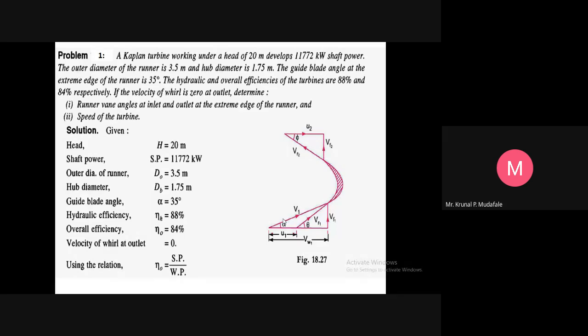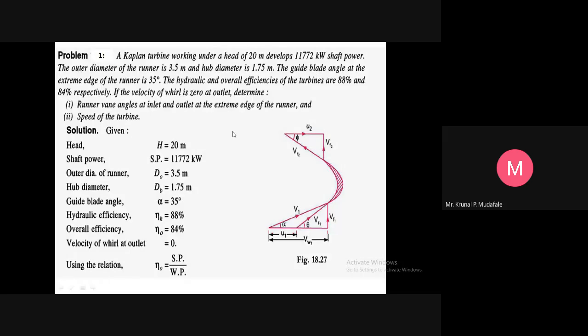Yes. So in the previous lecture we have just seen what the Kaplan turbine is, and the working and construction of the Kaplan turbine, and, in terms of the reaction turbine, the inlet velocity triangle and the outlet velocity triangle. So now it's time to start the numericals on the Kaplan turbine, right? Shall we start? Yes, so that the other students can also join.